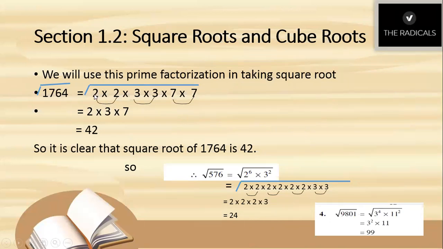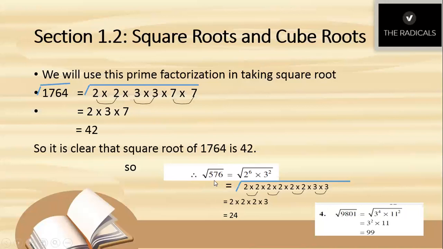Once we take the pairs, as there are two 2's, call one pair, two 3's, call one pair, and two 7's, call one pair. The one pair will come out of the radical sign, and then one 2 is here, one 3 is here, and one 7 is here. Now multiply all the numbers to get 42. So the square root of 1764, after taking the prime factorization, putting it under the square root sign and taking outside the numbers which are in pair, you will get the square root value. So it is clear that the square root of 1764 is 42.